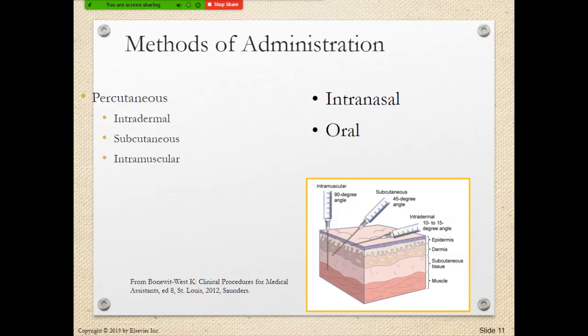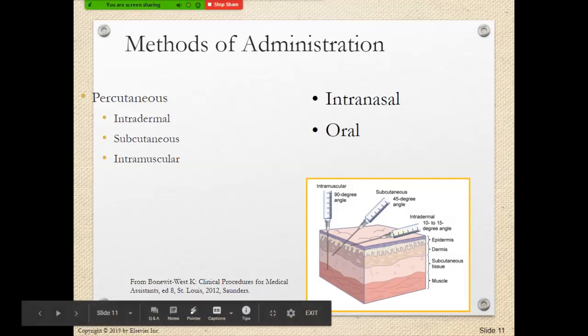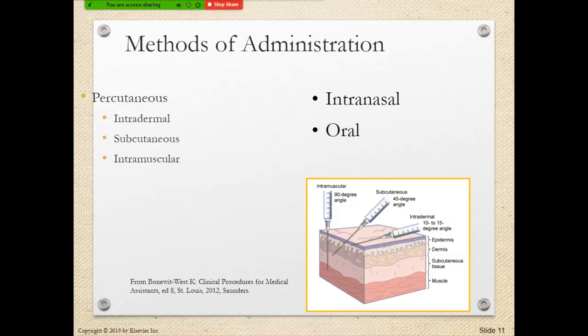Administration codes are divided according to the method of administration and some by age of patient. You must read the descriptions carefully. Your methods can be percutaneous, which is intradermal, subcutaneous or intramuscular, intranasal, which they do up the nose, or oral. If you look at the little diagram at the bottom, it's going to tell you the difference between intramuscular and subcutaneous.